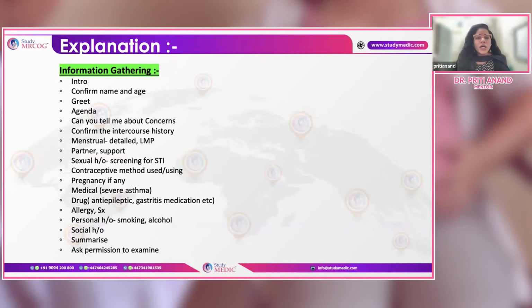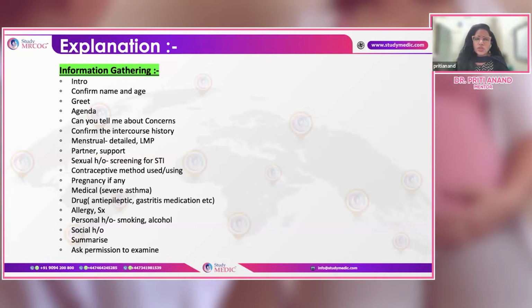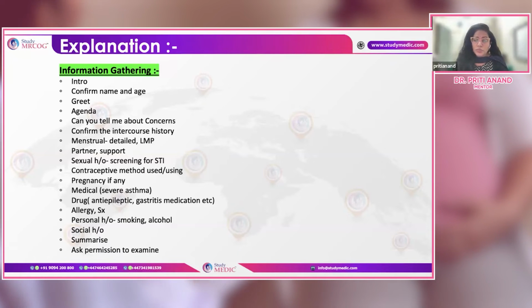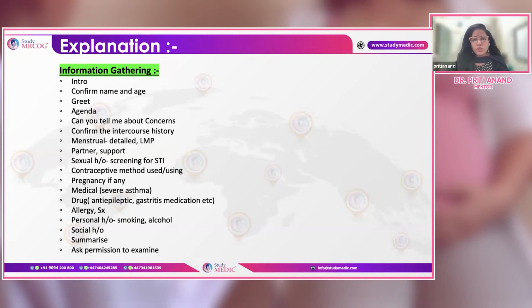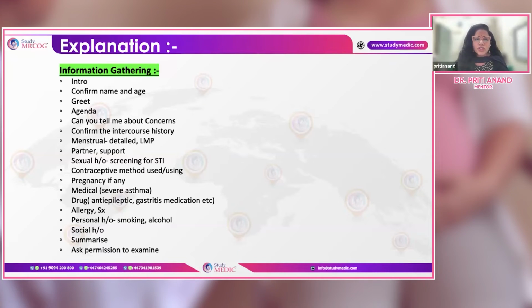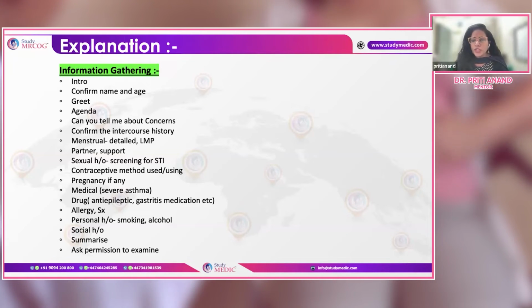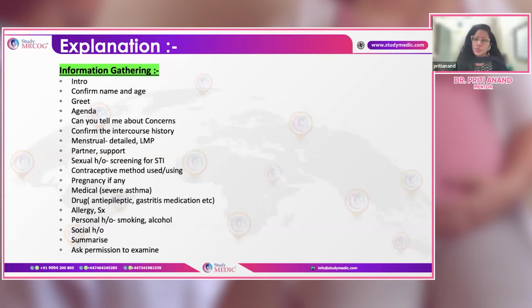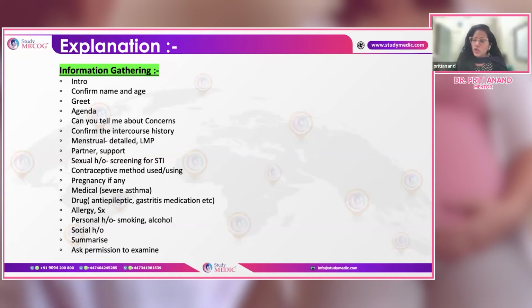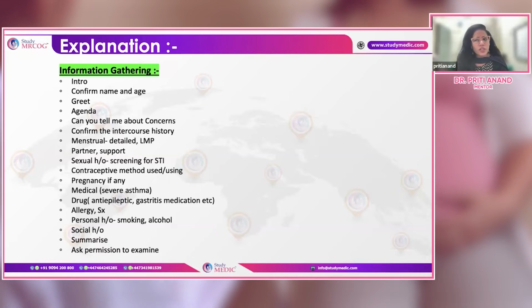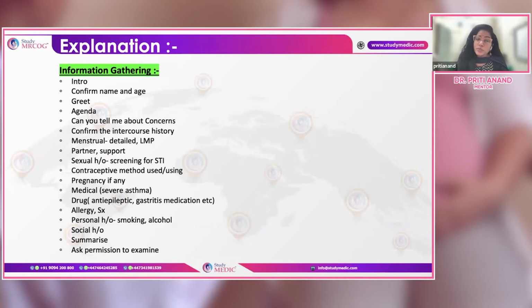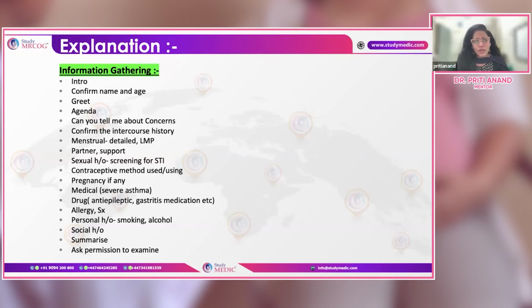Okay. Now, confirm the intercourse history. So, sexual history after a signpost, very sensitive, don't be judgmental. Menstrual history in detail with the last menstrual period. Make sure whether she is pre- or post-ovulatory, which you have to confirm. If she is pre-ovulatory, then you can give oral pills and the copper coil. If she is post-ovulatory, you can give only the copper coil. And if she has missed the period, then a UPT has to be done. Okay, so the LMP here is very important.